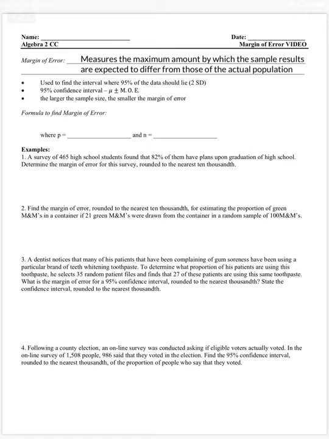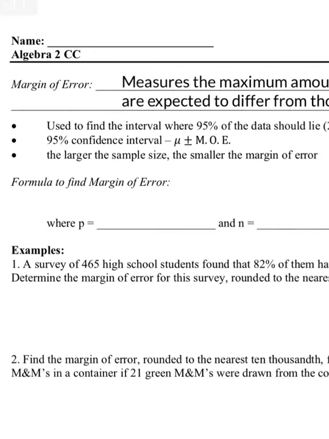Whenever we talk about margin of error in Algebra 2, it's always 95%. They have never on a readings exam ever changed from 95%. So it's always 2 standard deviations. And then you have the 95% confidence interval. So to find the 95% confidence interval, you would take your average or your sample proportion and you would add and subtract whatever that margin of error is.